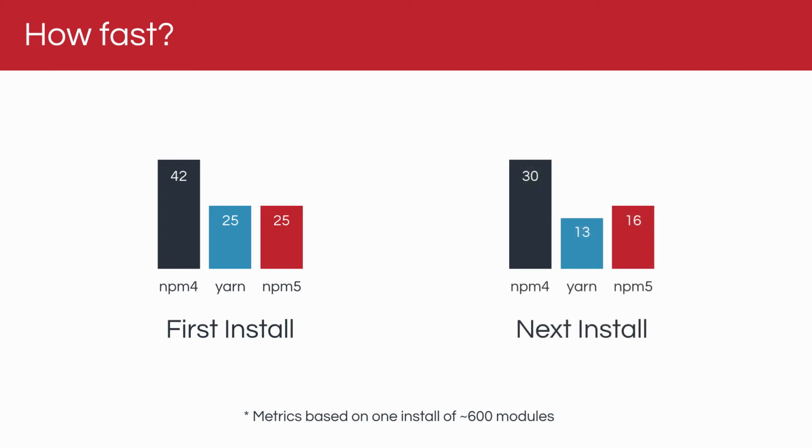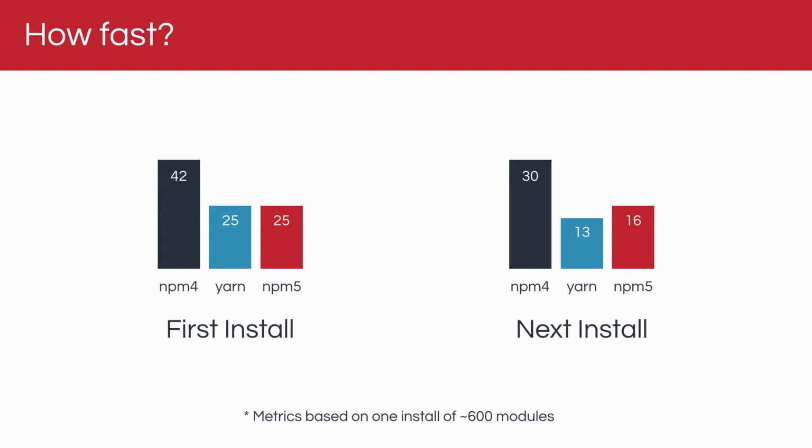Any subsequent install is where the cache comes into play, and Yarn really is supposed to shine. And you can see comparing NPM 4 to Yarn, it's a no-brainer at that point. NPM 4 takes more than double the time to do a subsequent install than Yarn. But with NPM 5, it's 3 seconds off, but man, that's awfully close.